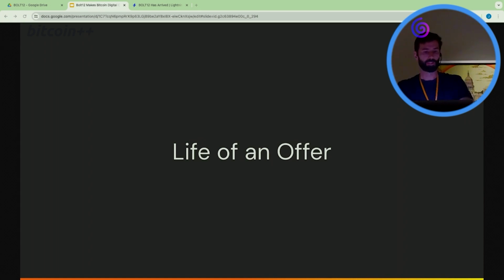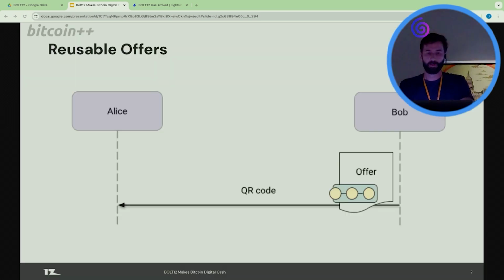So this is where the more technical part of the talk starts. There's a lot of visuals here, and hopefully it's not too complicated. And if there are any questions, please feel free to shoot a hand up or shout out. All right, so I'm calling this life of an offer. So what is an offer? An offer is like a reusable payment code in the BOLT12 world. You could think of it as a precursor to an invoice. So here we have Alice wants to pay Bob for something. Maybe it's a donation, maybe it's for goods.